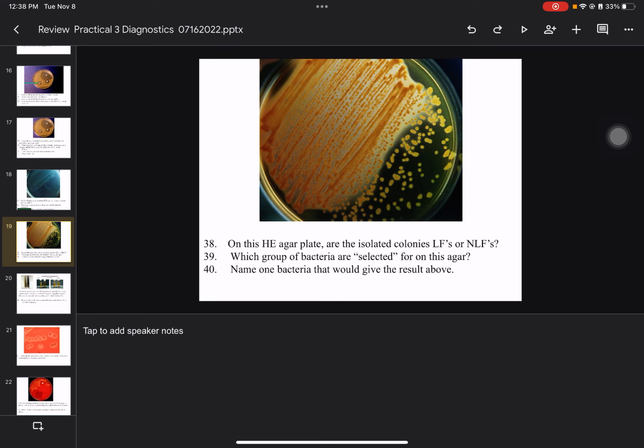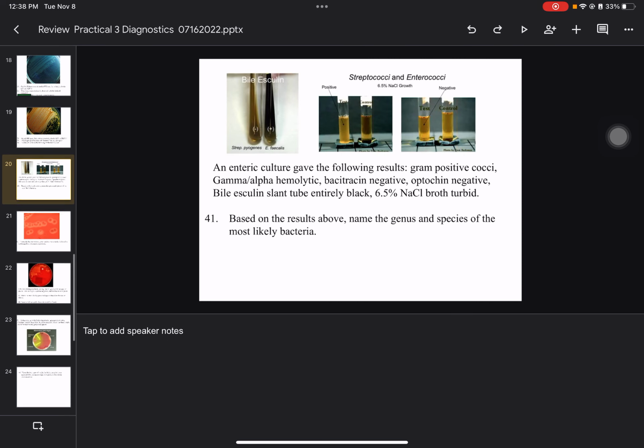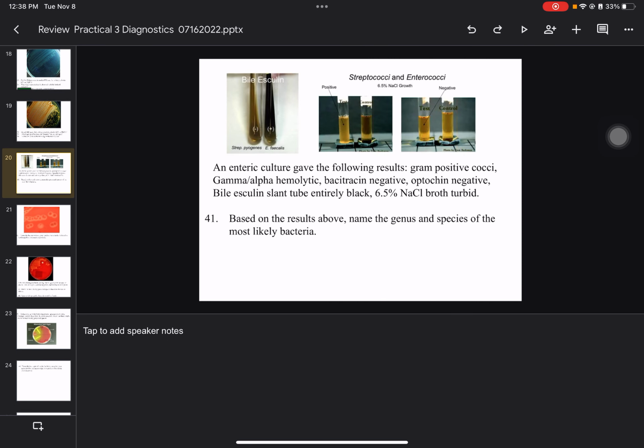Okay? So it's useful. And that doesn't mean that if it's a lactose non-fermenter and H2S positive, that it's going to be Salmonella, because Proteus will do the same thing. You just have to work it out further. Okay? All right, now this is bile esculin. So know this. We don't have to do that. Know this. Okay?